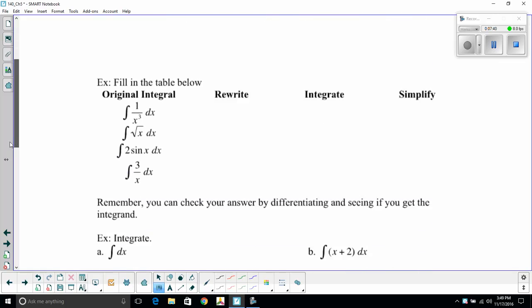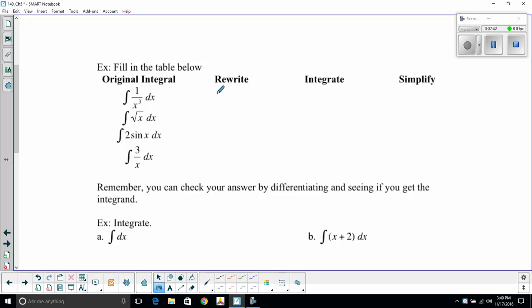All right, the next one. So the original integral, rewrite it to be able to use the power rule. So that would be x to the negative 3 dx. Then integrate it. So then add 1. So that would be x to the negative 2. And divide by that new number. So negative 2 plus c. And then simplify. So that would be negative 1 over 2x squared plus c.